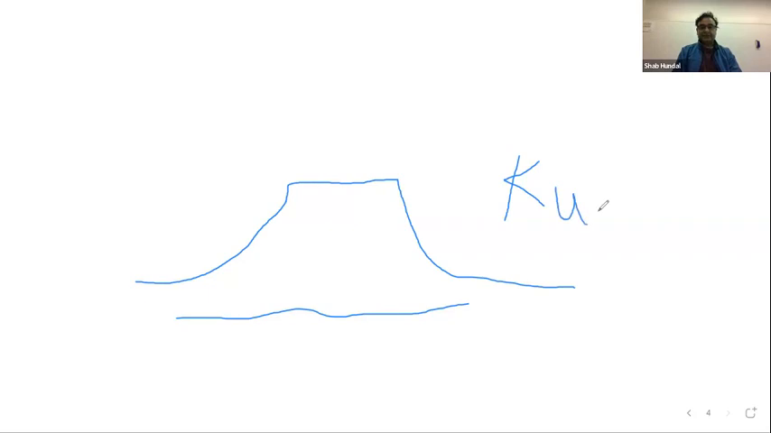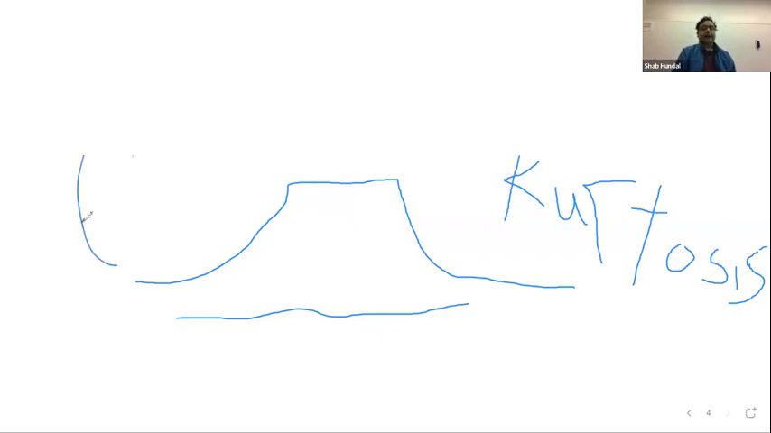Kurtosis is spelled K-U-R-T-O. I'm adding new words to your vocabulary. Kurtosis, and this is not F, this is R. So let me erase it. Yeah, kurtosis. Kurtosis measures how pointy or not pointy the curve is. Is the curve pointy here that we have here?